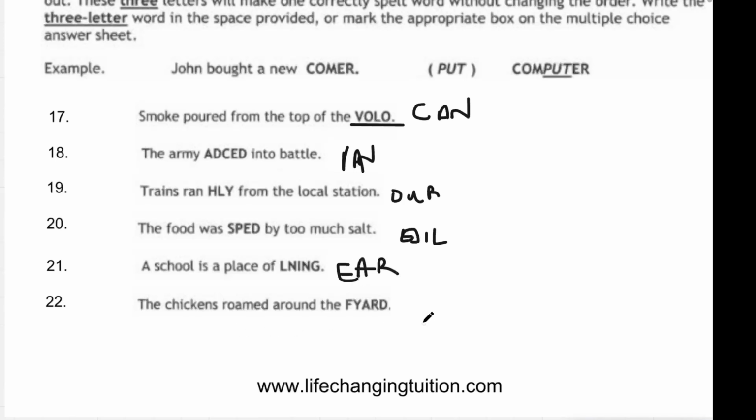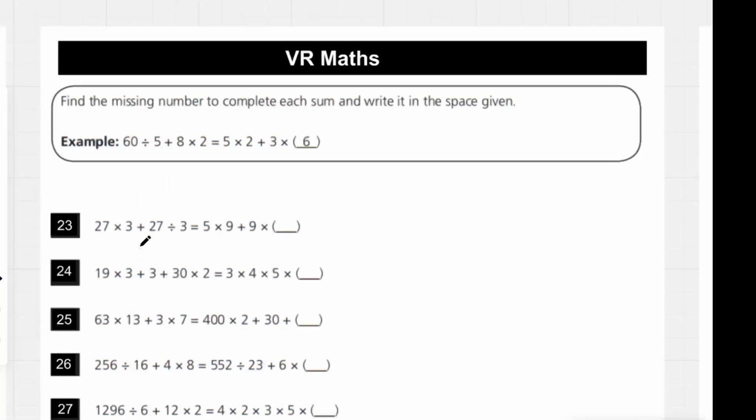Then for question number 22, we have roam around the farmyard. We have arm. For our maths, we're going to do 27, so I'm going to put down over here bod mass, just to make sure. So what we're going to do first is do 27 divided by 3, which is 9. We're going to do multiplication. 27 times 3 is going to be 1. 3 times 2 is 6, 81, plus this, so 81 plus 9 is going to be equal to 90.